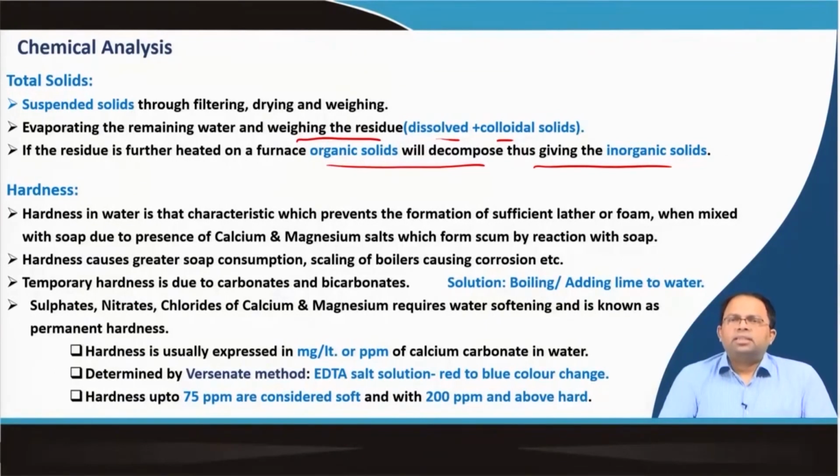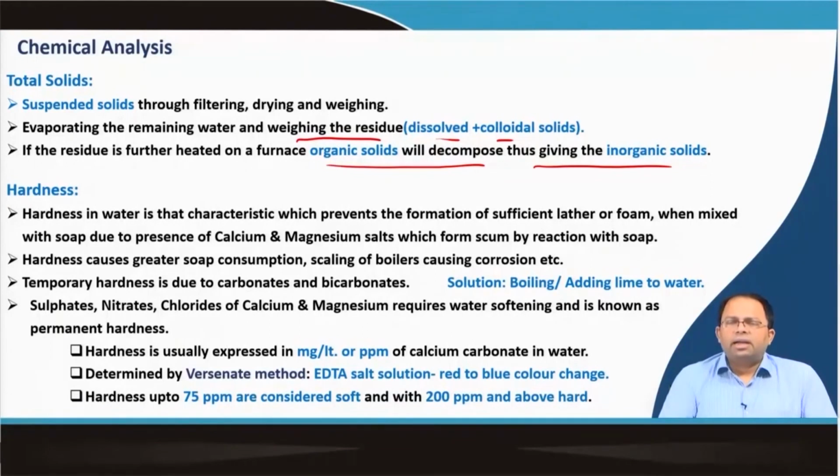And there are two kinds of hardness. One is temporary hardness and the other is permanent hardness. Temporary hardness is because of calcium and magnesium carbonates and bicarbonates, and we can easily get rid of that by just boiling or adding lime to the water. But permanent hardness is difficult to remove, and this is mainly because of sulfates, nitrates, and chlorides of calcium and magnesium, and this requires specialized treatment or water softening treatment.